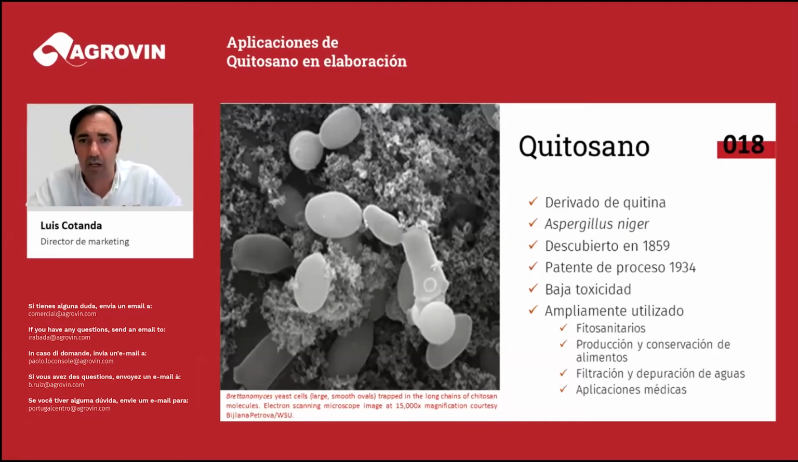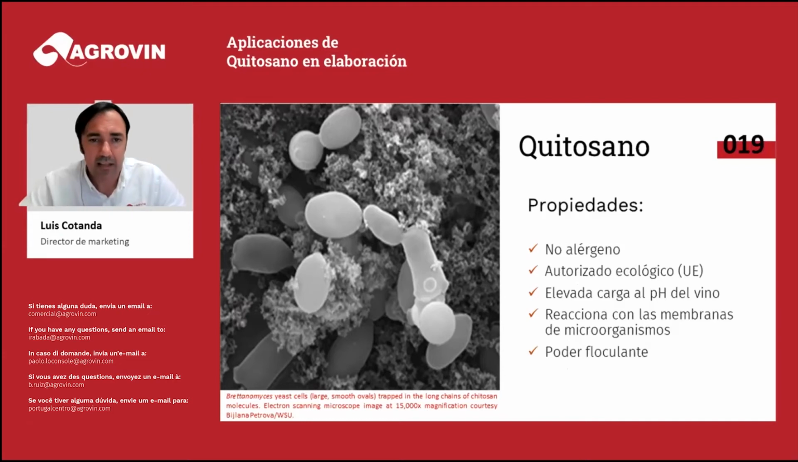in phytosanitary products, and also in the production and conservation of foods. It has been used for a long time for water filtration and water purification, and its use in medical applications has been more recent. But last year, the FDA approved the use of chitosan in some dressings and gauzes so as to prevent some infections. And therefore, what are the properties of chitosan?